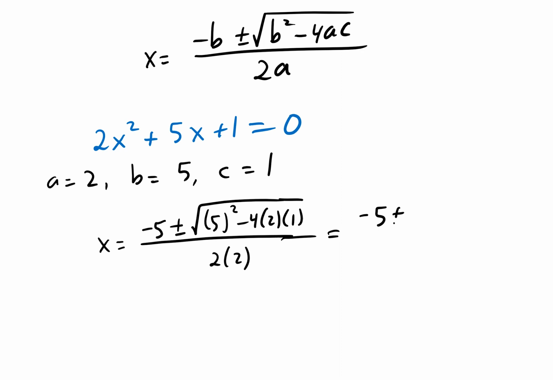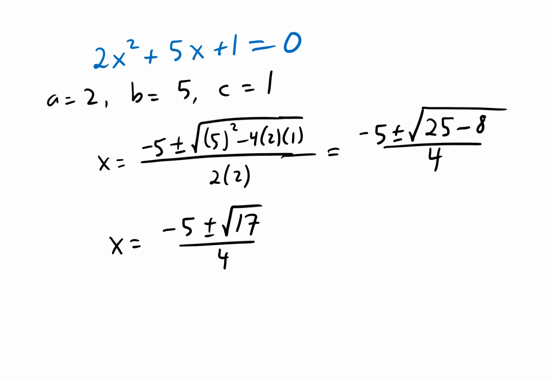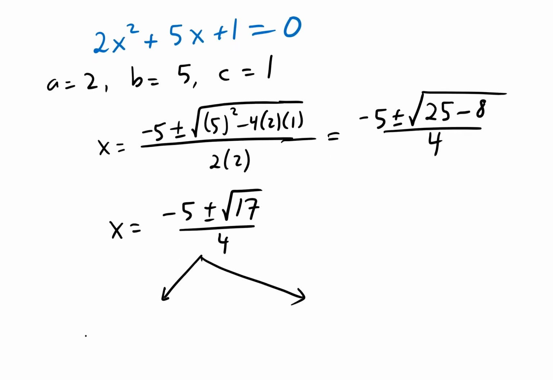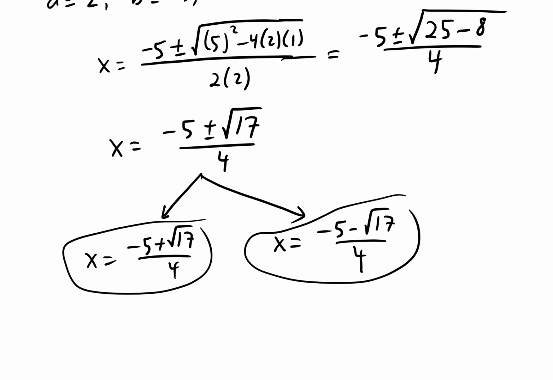Negative 5 plus or minus the square root of 25 minus 8, divided by 4. So x equals negative 5 plus or minus the square root of 17 over 4. Done. So this means it gave me two solutions here. One, x equals negative 5 plus the square root of 17 over 4. And the other one, x equals negative 5 minus the square root of 17 over 4. So that's the quadratic formula.